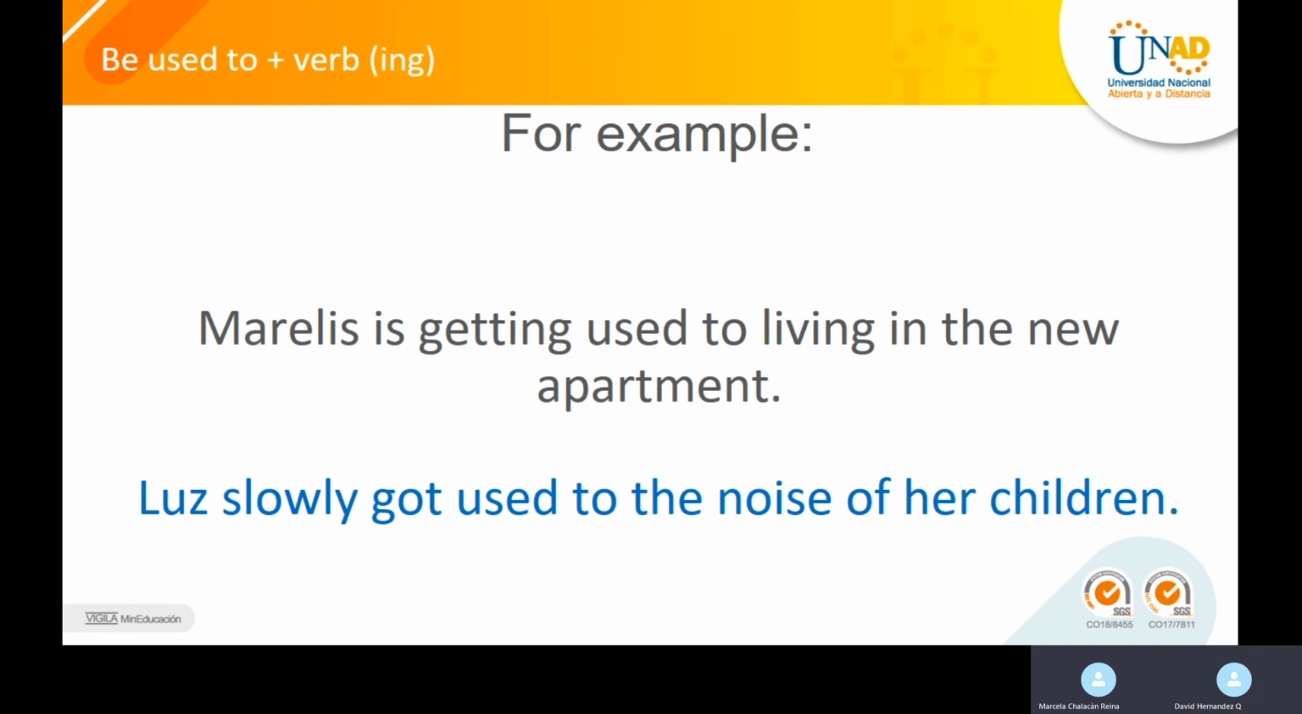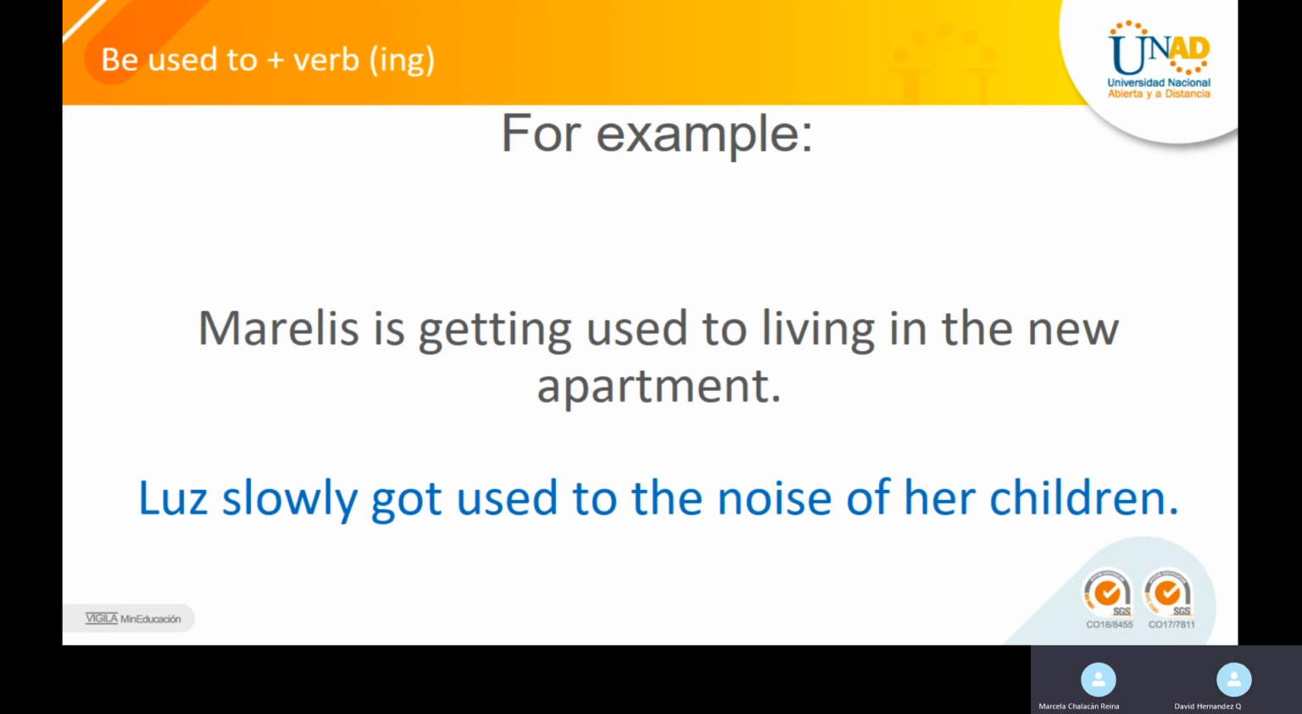You know them. So as you see here, we are making an emphasis on the process. Luz slowly got used to the noise of her children. That means in the beginning she was not used to it, but then she started to get used to it. The second one, slowly, is in the past. I wanted to express that it can be used in the past, in the present and in the future. It's getting used, got used.